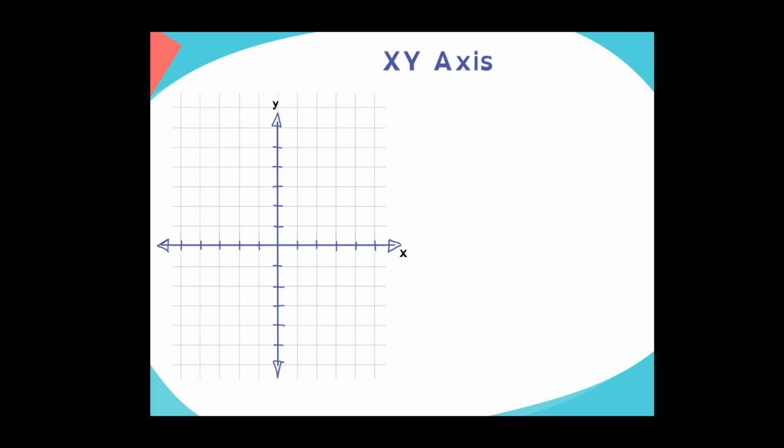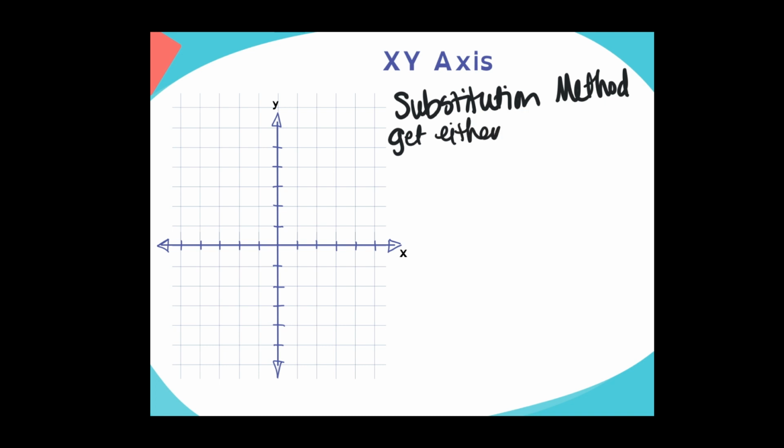Its big plus is that it always works. Sometimes it can be a little nasty, but it always works. And it's the only one that really works well for nonlinear systems, which we'll be doing next. So this time we want to take either one of our equations and get it in the form y equals a bunch of stuff or x equals a bunch of stuff. And again, lots of choices, doesn't matter which one.